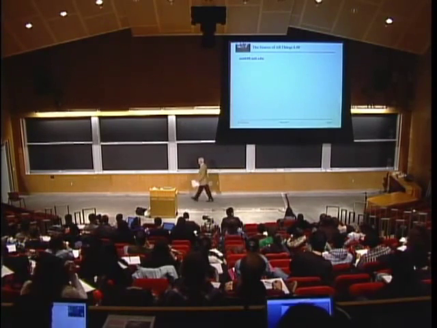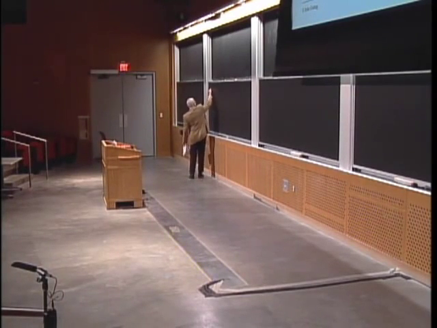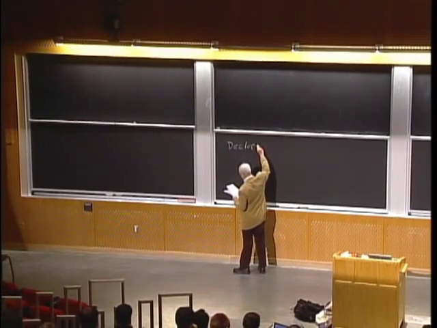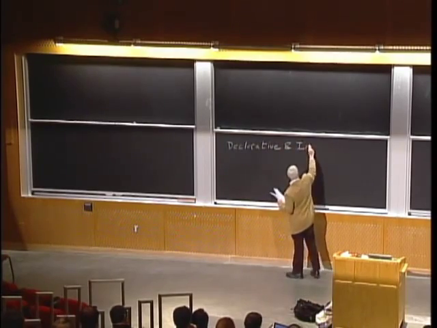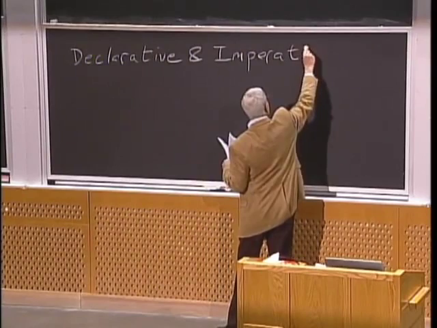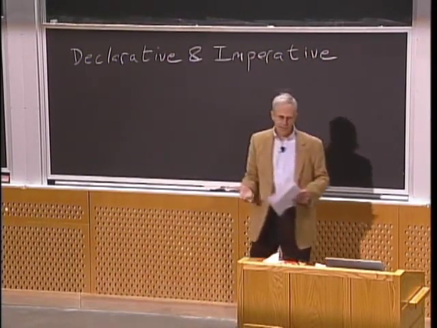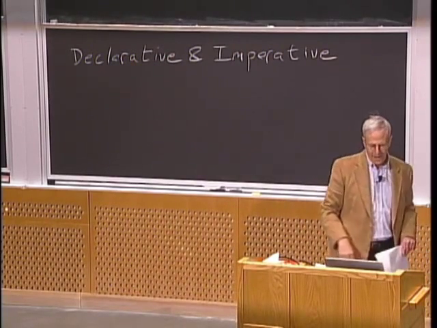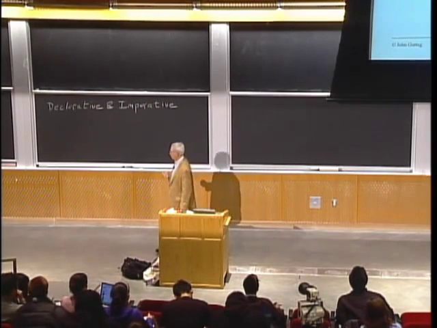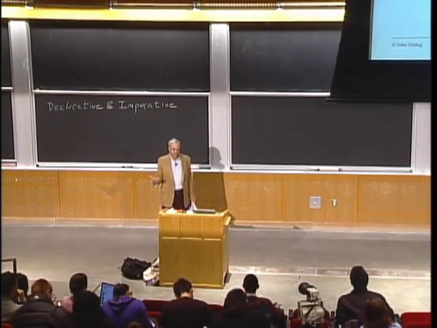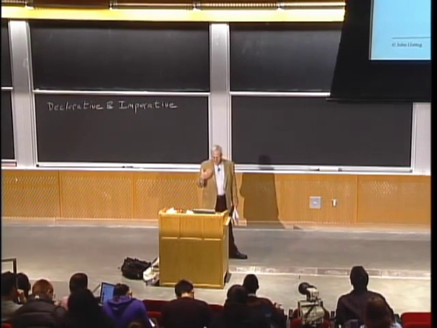So if we think about it, there are essentially two kinds of knowledge. Declarative, and you're going to see I'm not a great speller, and imperative. Declarative knowledge is composed of statements of fact. For example, a good health care plan improves the quality of medical care while saving money. As we know from doings in Washington, it's a lot easier to state that goal than to know how to achieve that goal. So the key thing about declarative knowledge is it says something that is true, otherwise it wouldn't be knowledge, it would be misinformation, but doesn't tell you how to do it.